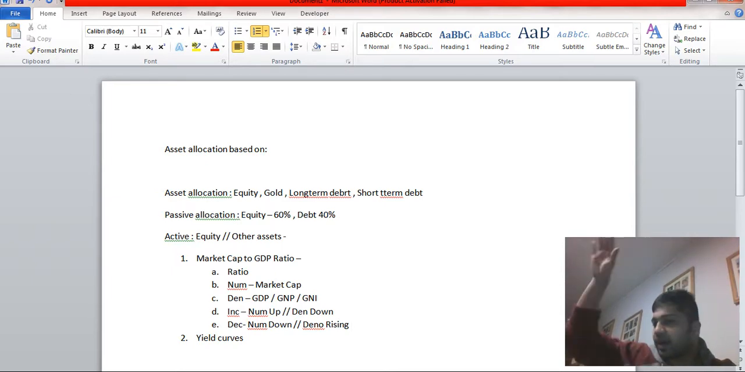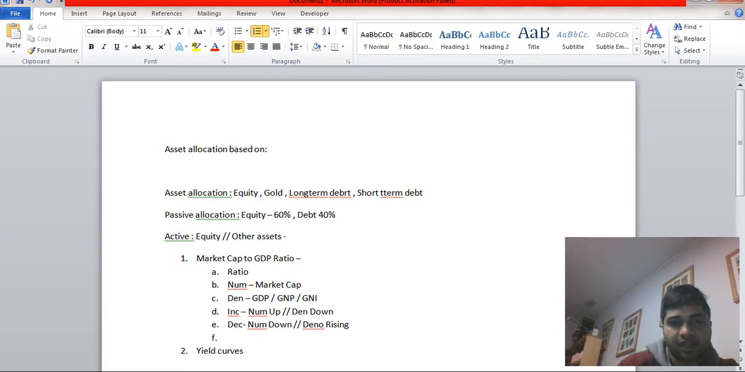So it means markets are crashing but your economy is doing well. Now what we generally do, if this ratio is too high, if the market cap to GDP ratio is too high, we move into safe assets. So we reduce our equity allocation and we go into safe assets. If this ratio is too low, we reduce our allocation to safe assets and we increase our allocation to equity.